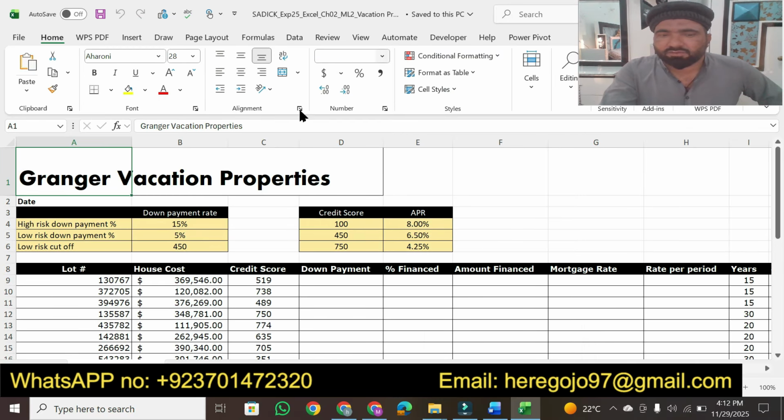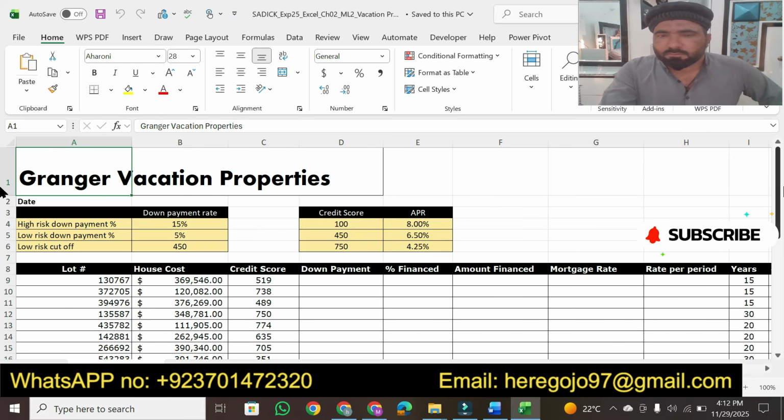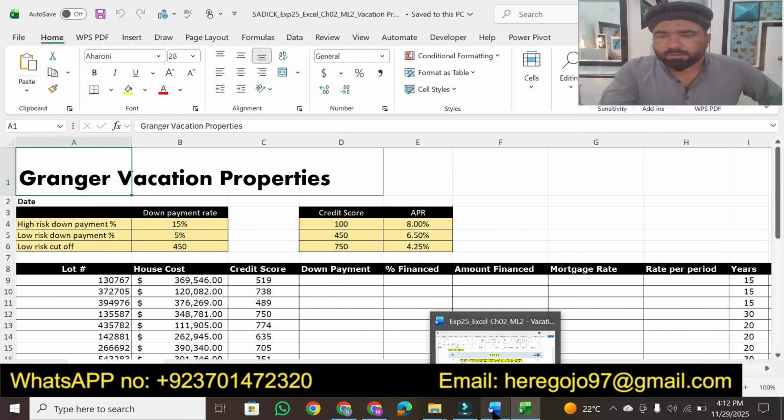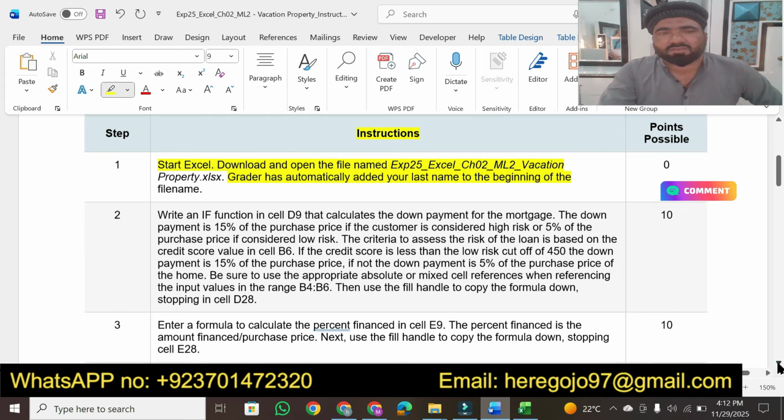So here is our solution file. You may see, quite a big one. Okay, so question number 1 is done. In question number 1, we have to start Excel, download and open the file named Exp25 Excel chapter 2 ML2 vacation property. We have already opened that one. Now we are moving toward question number 2.